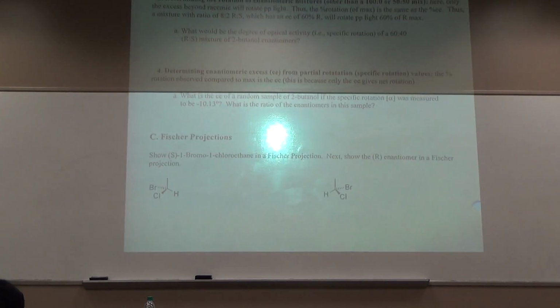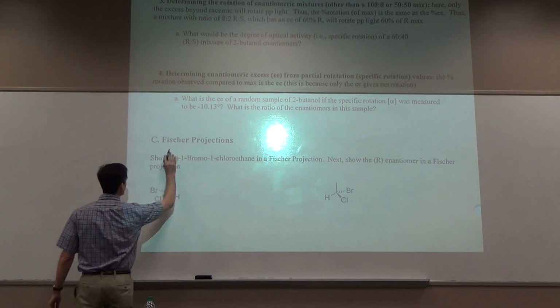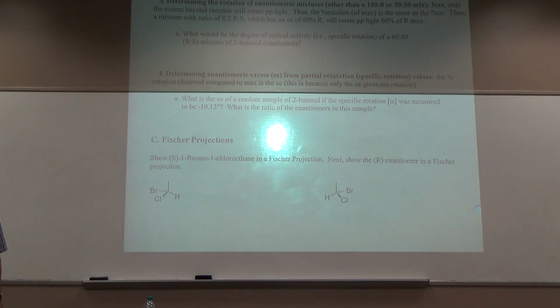Okay, something to be working on. Fischer projection, spelled with an F. This is the same Fischer that did all other types of stuff. Fischer projections are similar to Newman projections. It's a way to show the stereochemistry on the board or on your paper.